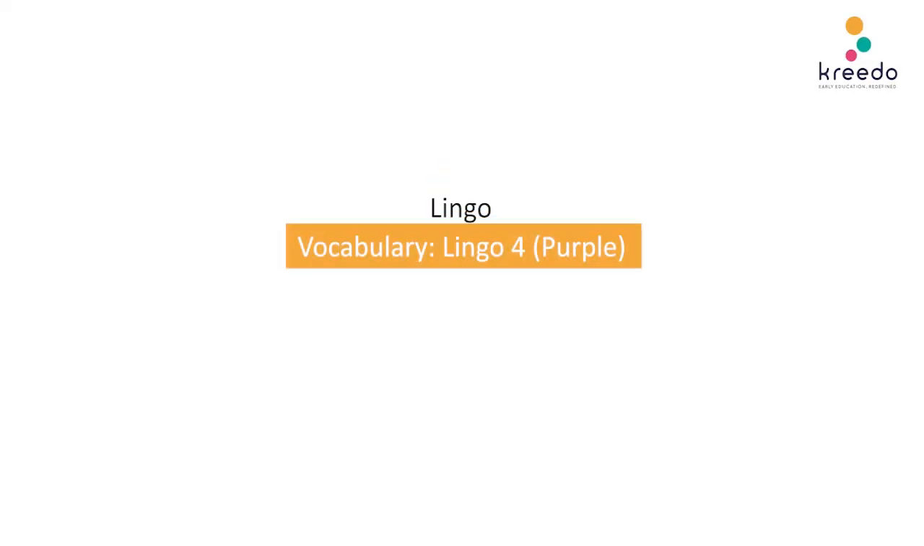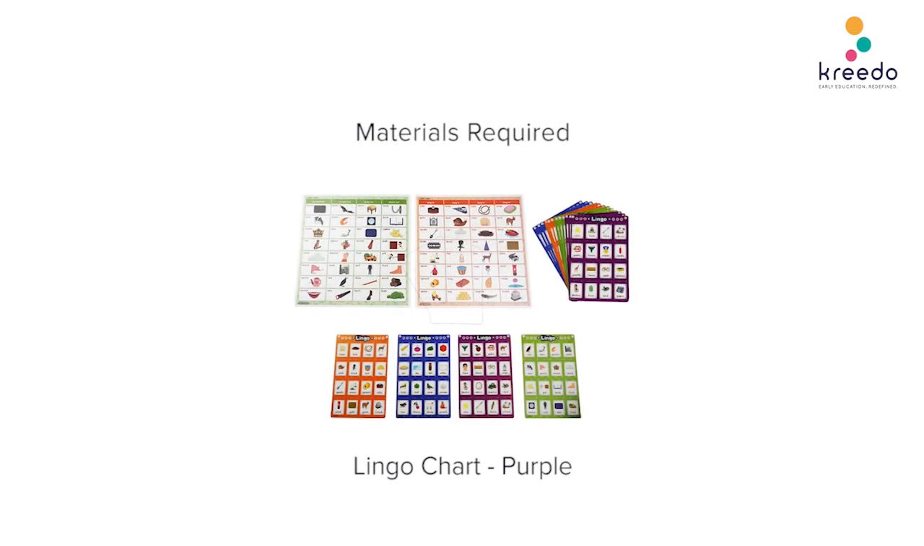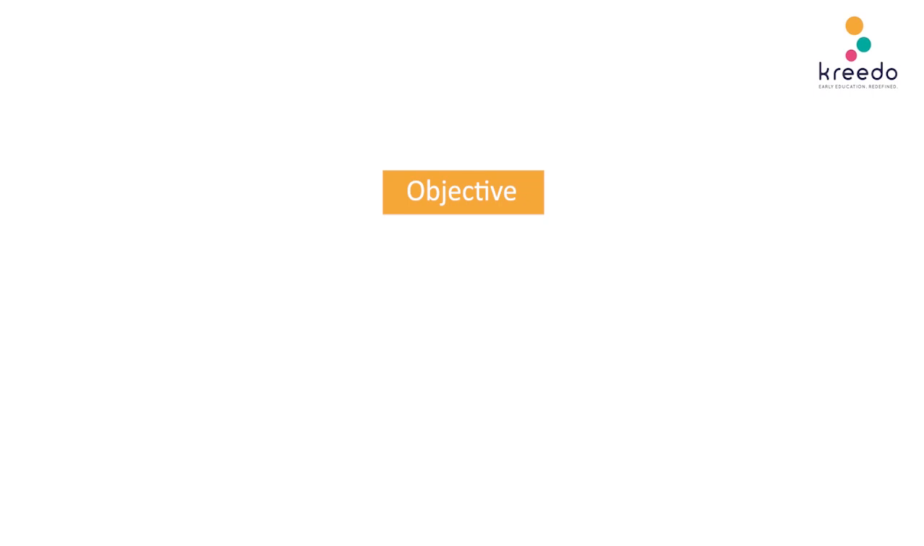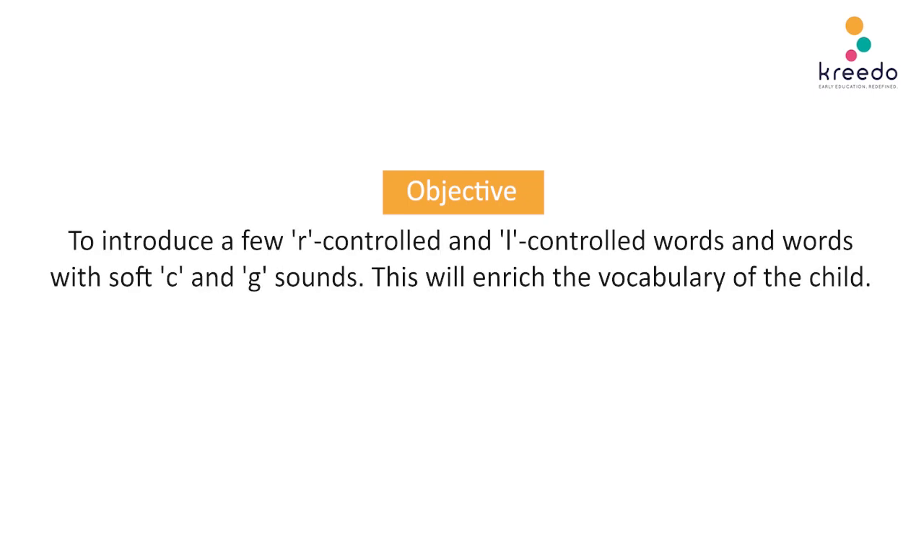Lingo, Vocabulary Lingo 4, Purple. Material required: Lingo Chart Purple. Objective: to introduce a few R controlled and L controlled words and words with soft C and G sounds. This will enrich the vocabulary of the child.